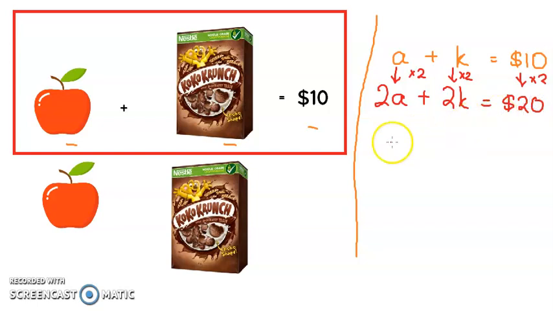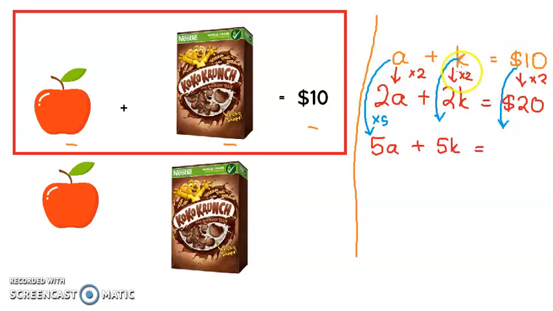So let's say if I want to get 5 apples and 5 Cocoa Crunch, how much would it cost? So we go back to the original equation at the top here. So how does A become 5A? Yes, you times 5, right? So if you times 5 here, everything here also needs to correspond. Alright, times 5, so this will give you $50. Alright, so this is the first part.